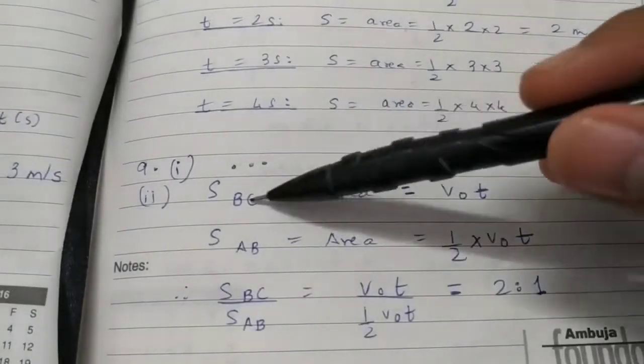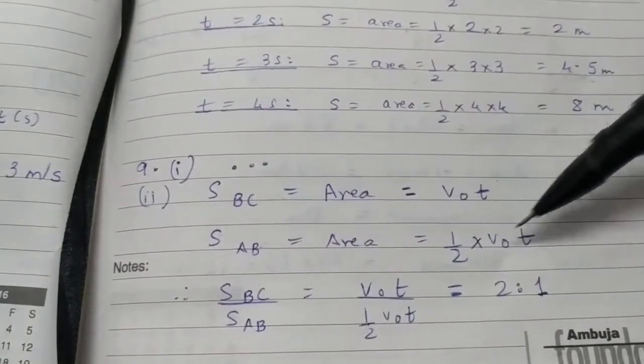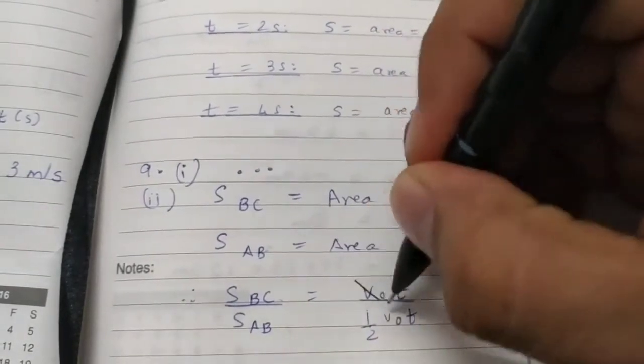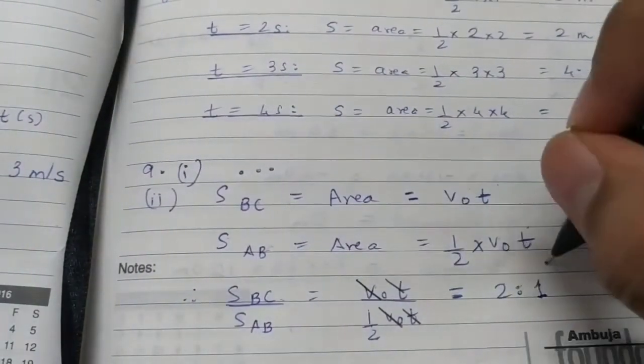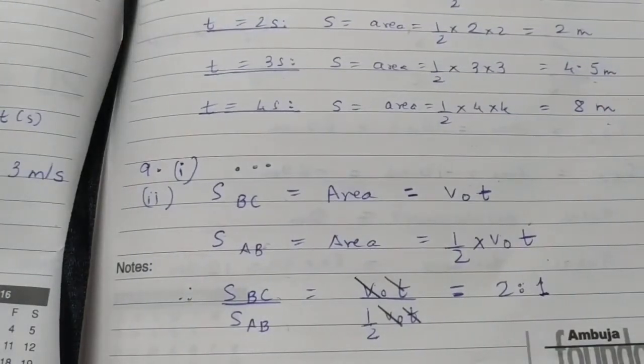So displacement in BC was V0t. Displacement of AB was half into V0t. The ratio of these areas: V0t cut, t cut, 2 goes up, so 2:1. Don't leave the answer as a fraction, write it in the form of a ratio. Whenever they say compare, it means they want a ratio.